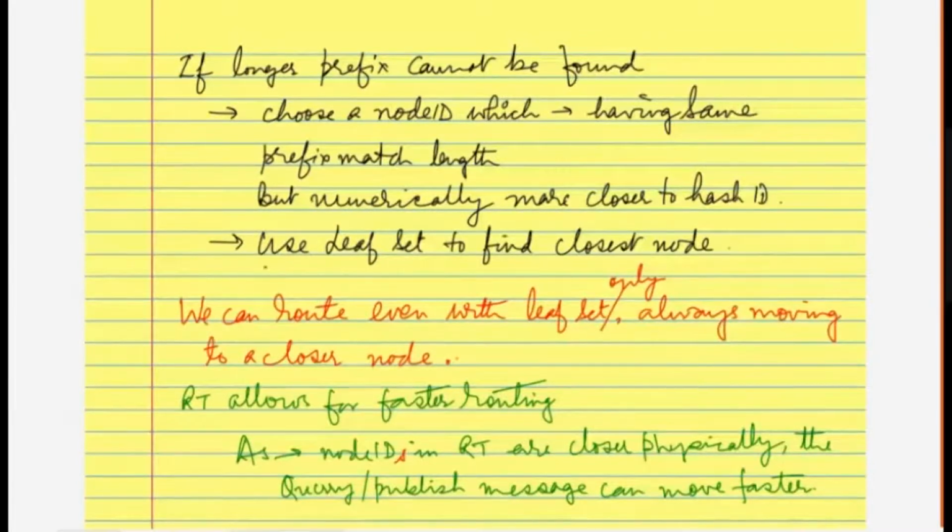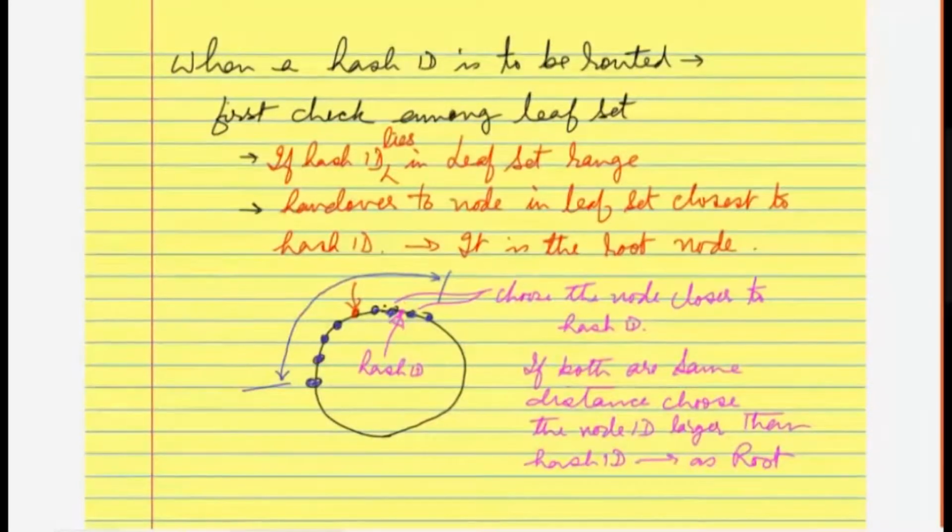So that's for the local optimality. You do faster routing, faster jumps with the routing table, and then when you reach very close to the root node, you start using leaf sets. Of course, I have mentioned here that you can only use leaf sets if you want, but that will be slower. So the routing tables make it very, very fast. And what I explained in the earlier slide, this same principle you can use for routing in the leaf set, any hash ID, once you are able to reach here.